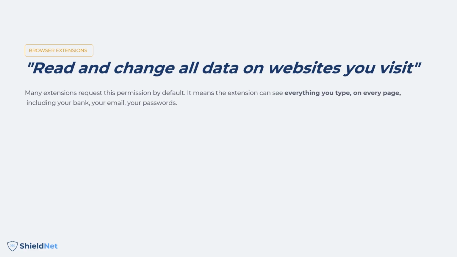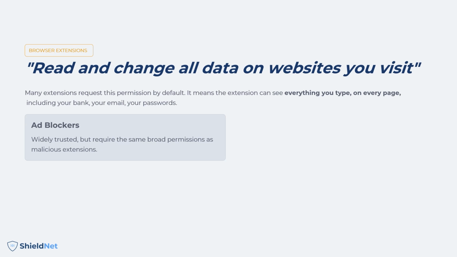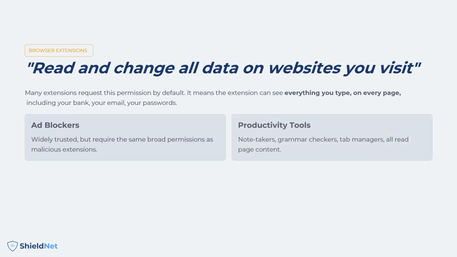4 categories of extension and the specific risks each carries. Ad blockers and privacy tools. Legitimate ad blockers, uBlock Origin, Privacy Badger, are well audited and widely reviewed. However, malicious extensions with similar names exist, and they request read and change all data on websites you visit permissions by default. Install only from the official browser store. Verify the developer name exactly.